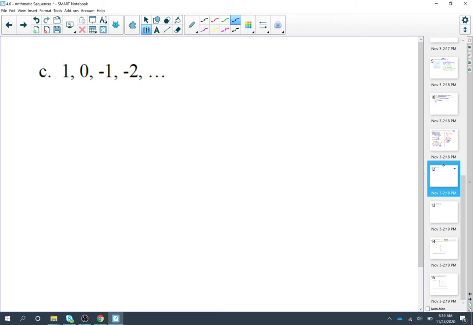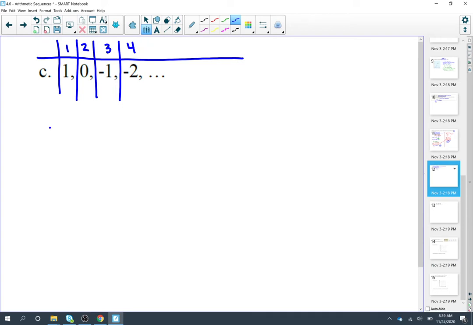Letter C. 1, 0, negative 1, negative 2. So first of all, we need the equation of this. So I'm going to make a table. 1, 2, 3, 4. If I want the equation, a sub n equals a sub 1 plus n minus 1 times d. A sub n is like your y. A sub 1, first number in the pattern, 1, plus n minus 1, n remains a variable. That's essentially your x.